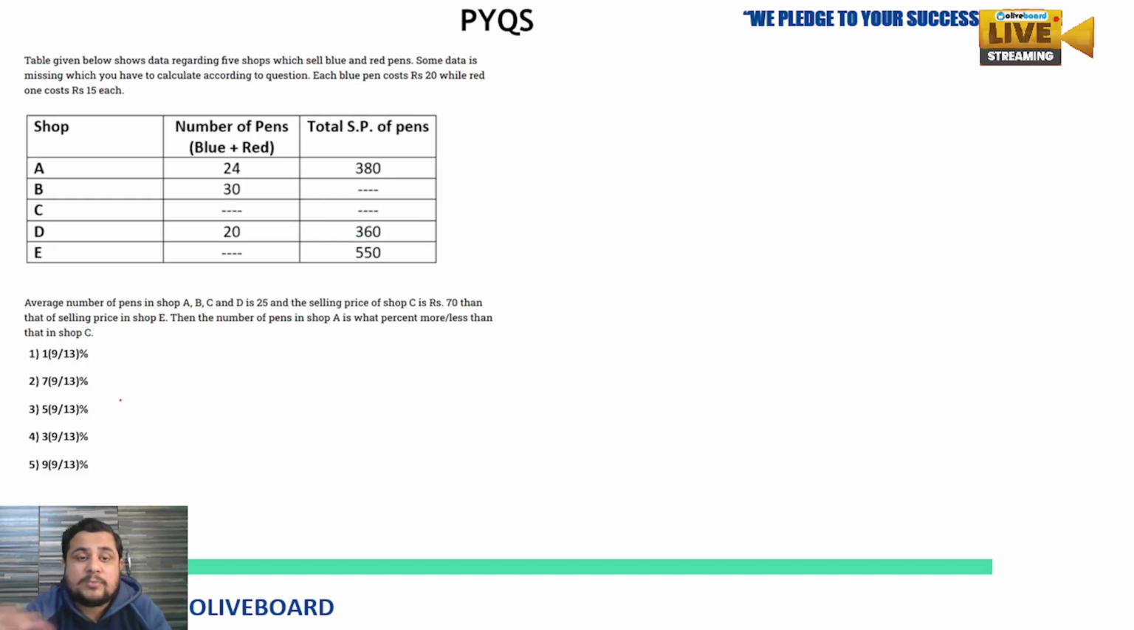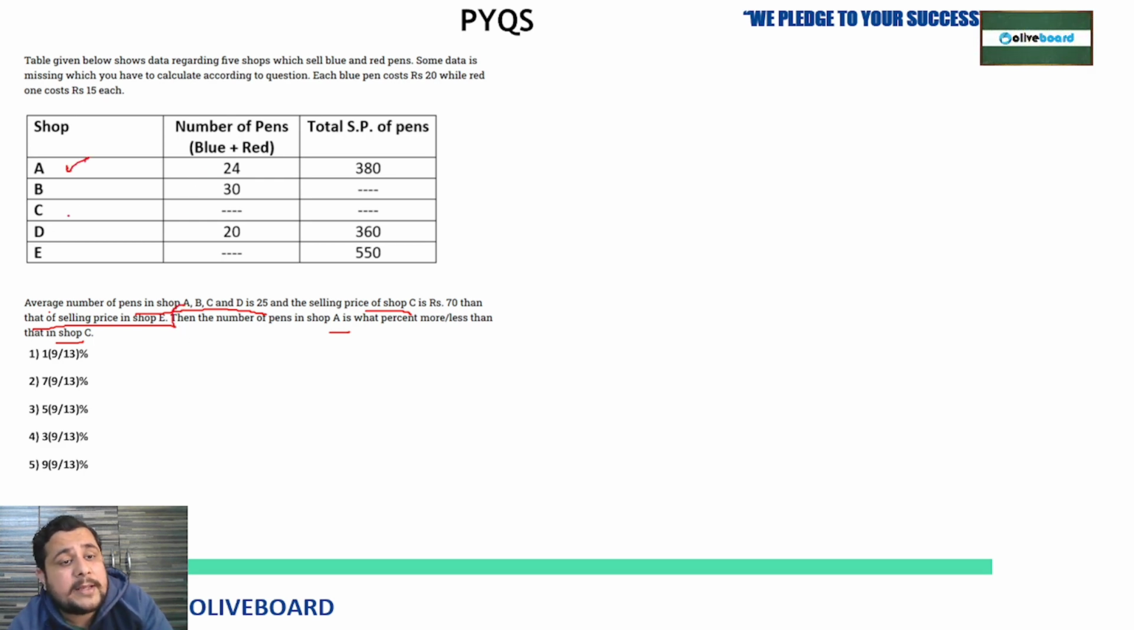Okay. Let's move on to the next one. Now the next question. The average number of pens in shops A, B, C, D is 25, and the selling price of shop C is rupees 70. Then the number of pens in shop A is what percent more or less than that of shop C. So at last, what are they asking? The number of pens in shop A is how much less or more than the number of pens in shop C. C's data is missing, not given, so we have to compare.